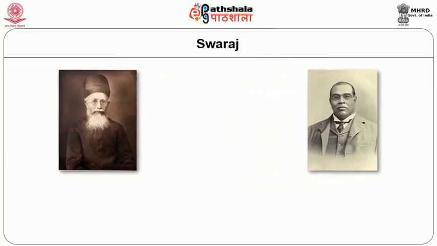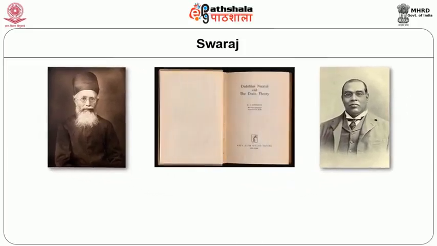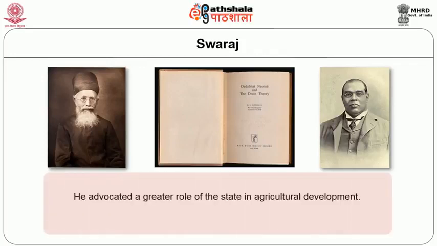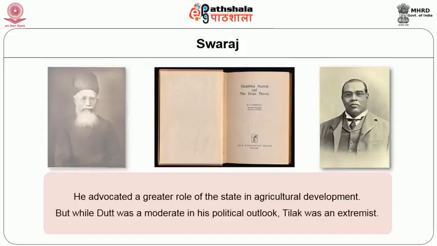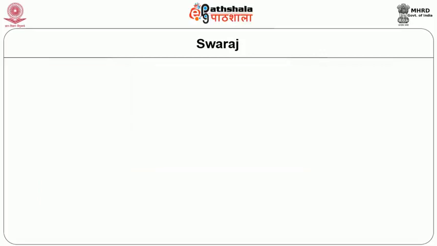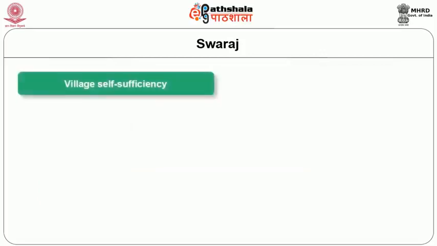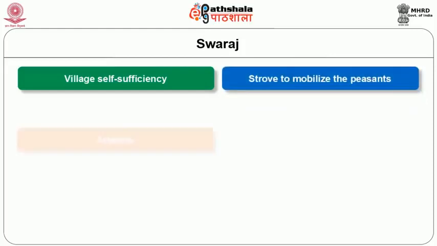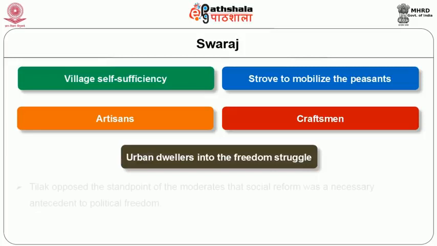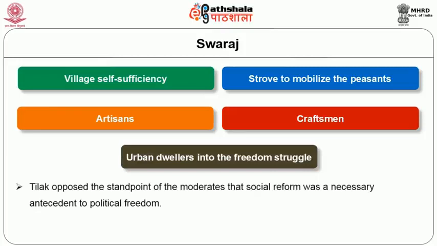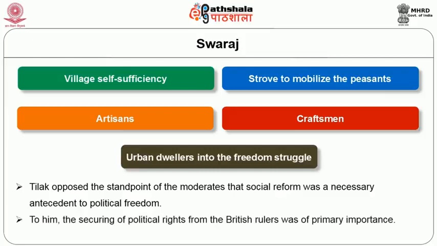He endorsed Dadabhai Naoroji's famous drain theory of British rule in India. Furthermore, he advocated a greater role to the state in agricultural development. But while Dutt was a moderate in his political outlook, Tilak was an extremist. He had a romantic view of village self-sufficiency and strove to mobilize peasants, artisans, craftsmen and urban dwellers to the freedom struggle. Tilak opposed the standpoint of the moderates that social reform was necessarily an antecedent to political freedom. To him, securing a political release from British rule was of primary importance.